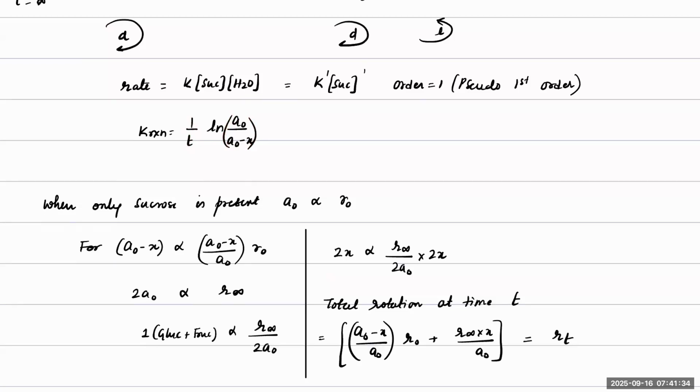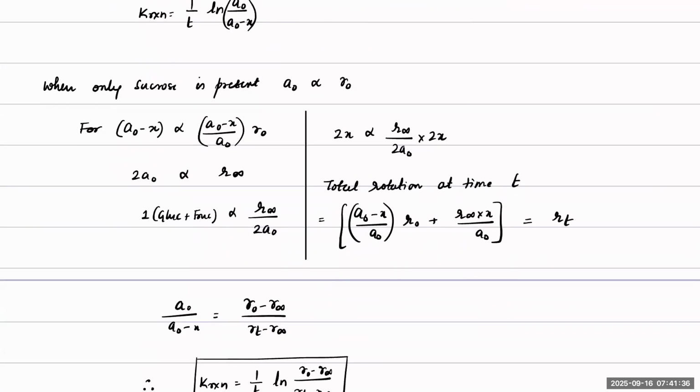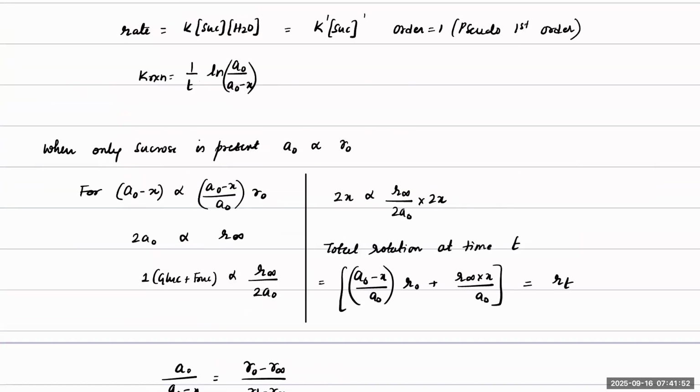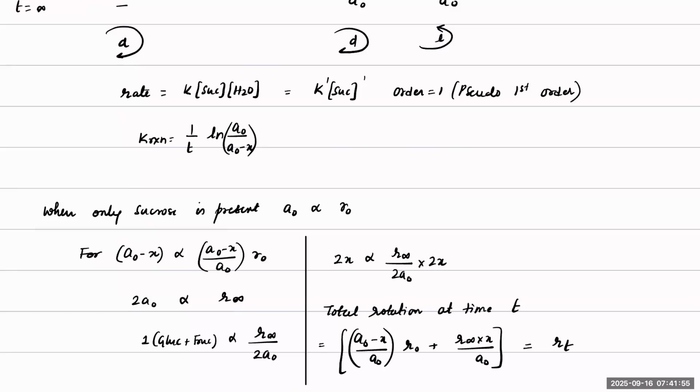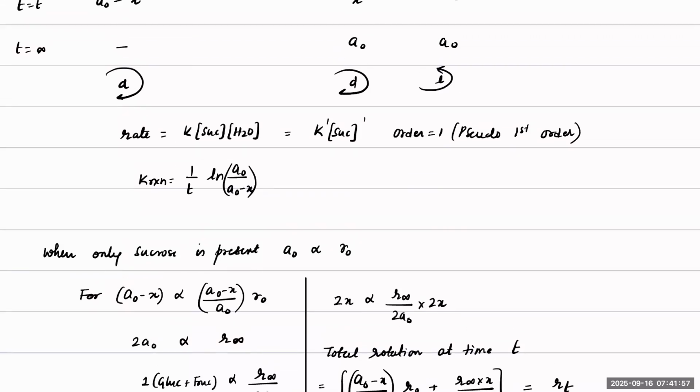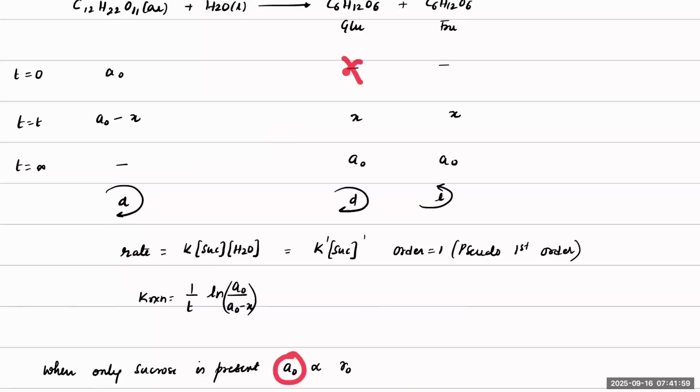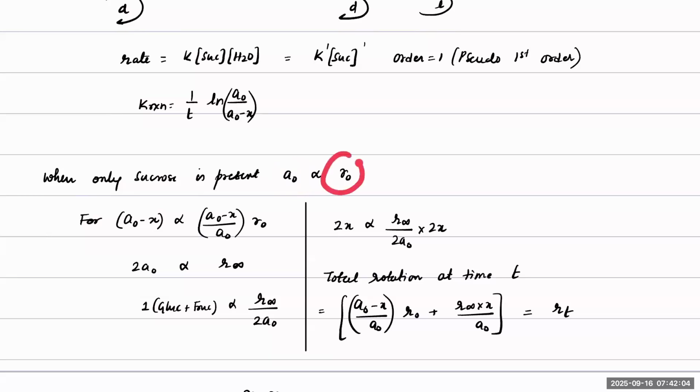Clear? So you can see if we have only sucrose, a naught will be directly proportional to r naught. So a naught minus x is proportional to a naught minus x by a naught into r naught. Why am I saying so? See, for example, when only sucrose is present, these are not present, so rotation is only because of this a naught, so that r naught rotation is directly proportional to a naught.